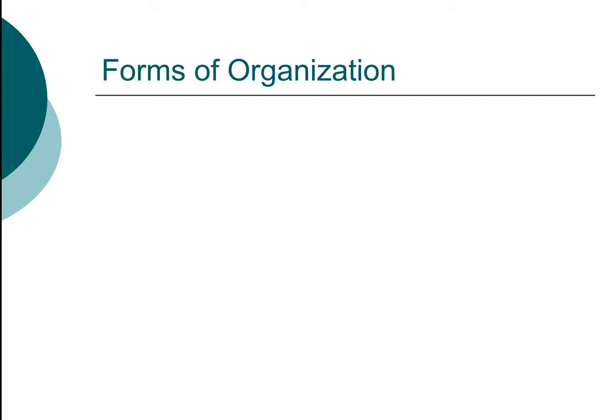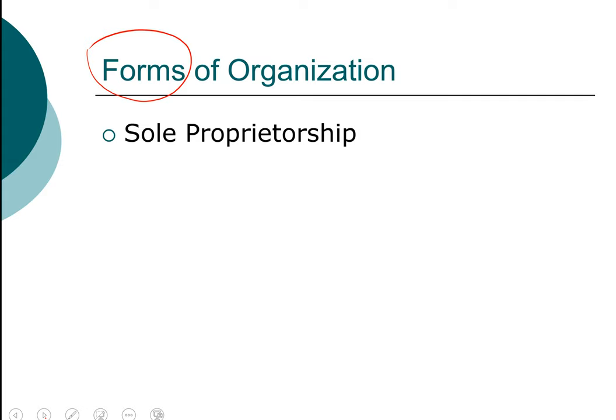Hello, welcome back. In this video, we're going to go over the basic structures of businesses, sometimes referred to as the different forms of organization. Forms of organization here means how the business is organized. There are three major forms of business organization. The first is the most basic and is called a sole proprietorship.